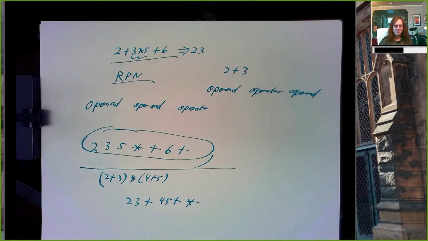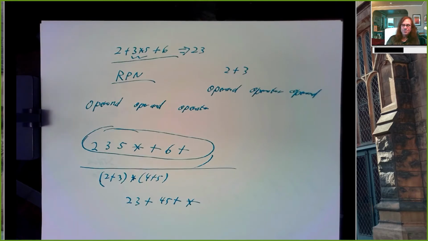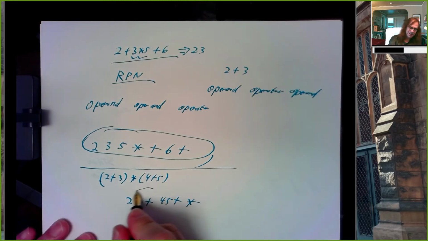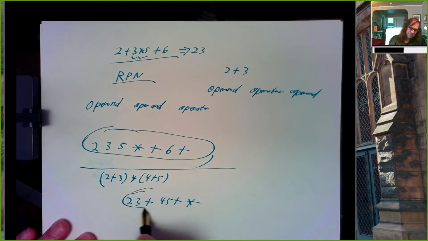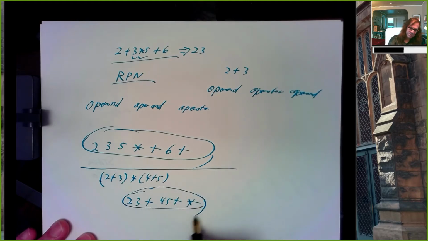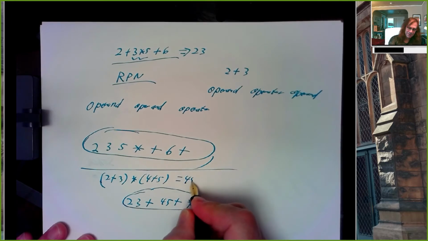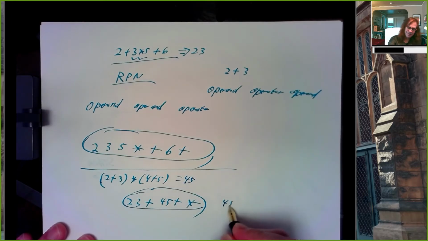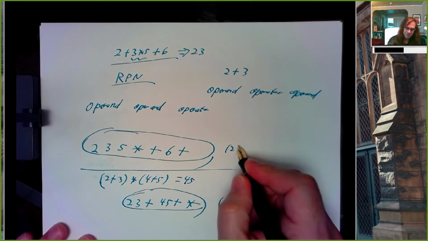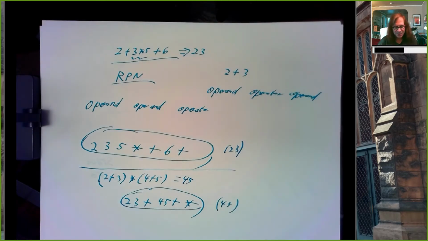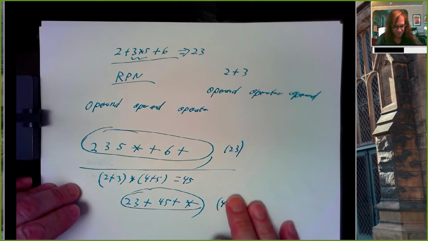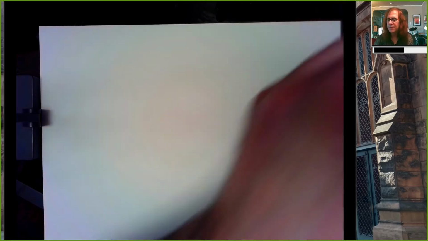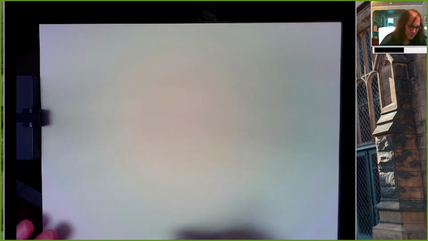So how do we evaluate an expression in this form? We can do it really easily with a stack. So this should give us 5 times 9 is 45. This should give us 45. This should give us 23. All right, so how do we do this with a stack? Straightforward algorithm.